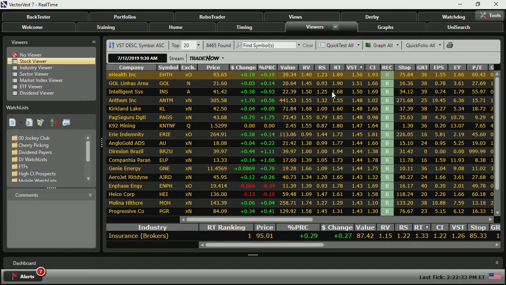And now that we've covered how to understand this information, I want to demonstrate how easy it can be to analyze any stock in less than 10 seconds. Let's go down to the next stock in the list, GOL, and we'll use this as our example for today.